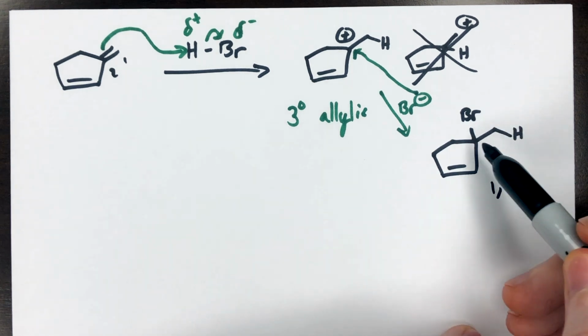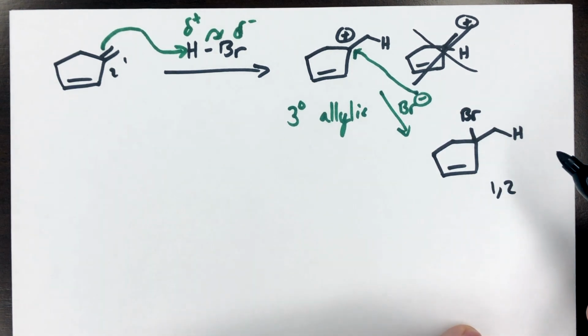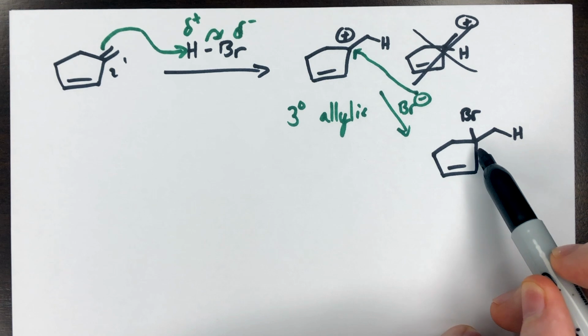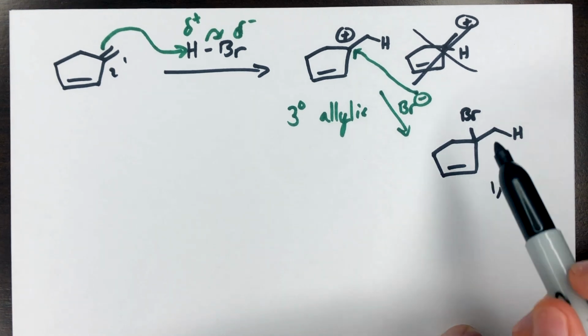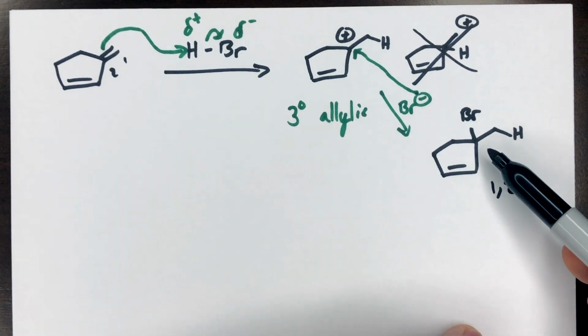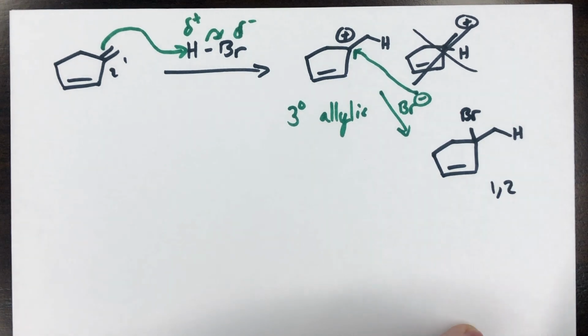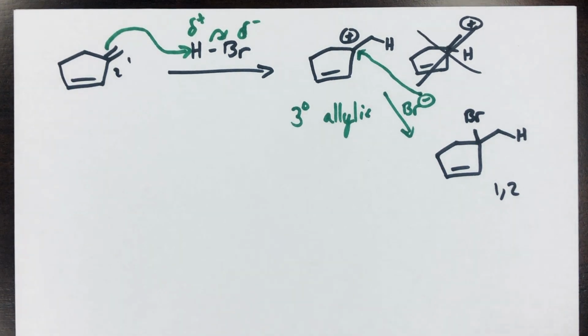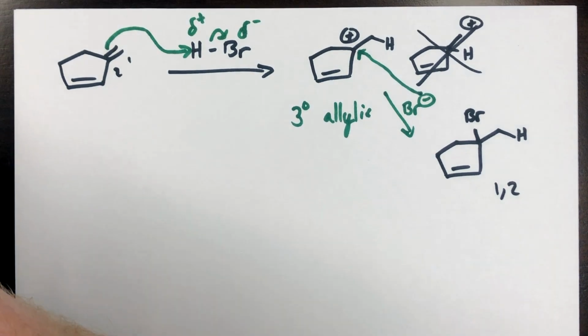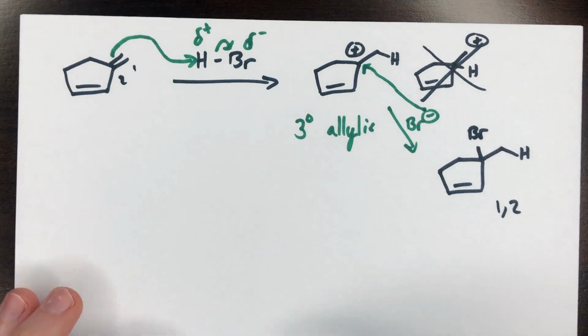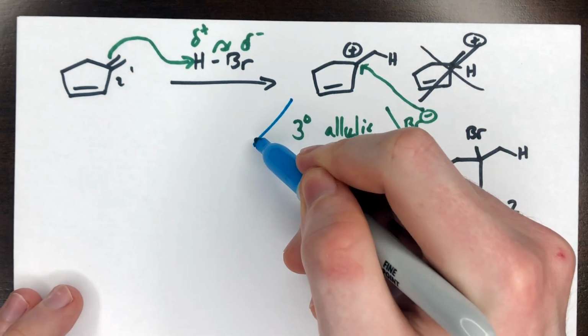The bromine and hydrogen are adjacent to each other on adjacent carbons, so this would be 1,2 addition, hydrogen at 1, bromine at 2, or vice versa. If you call this carbon 1, you put the bromine on 1 and the hydrogen on 2, so it's a 1,2 product. So this is one potential kinetic product. But now let's talk about the resonance that could form here.